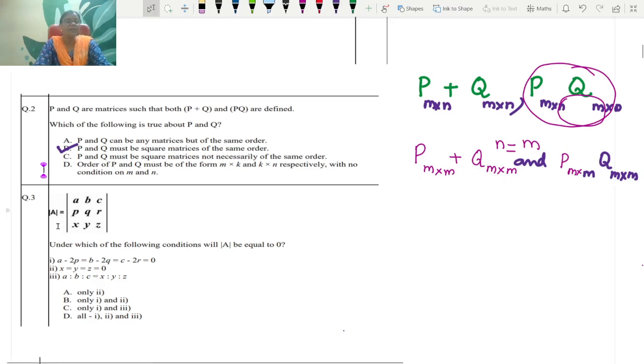The third question is the determinant of this matrix. That is, हमें एक मैट्रिक्स दिया, उसका determinant evaluate करना है. Under which condition will the determinant be zero? अब ये क्वेश्चन है कि इस डिटर्मिनेंट का वैल्यू जो है वो जीरो कब?